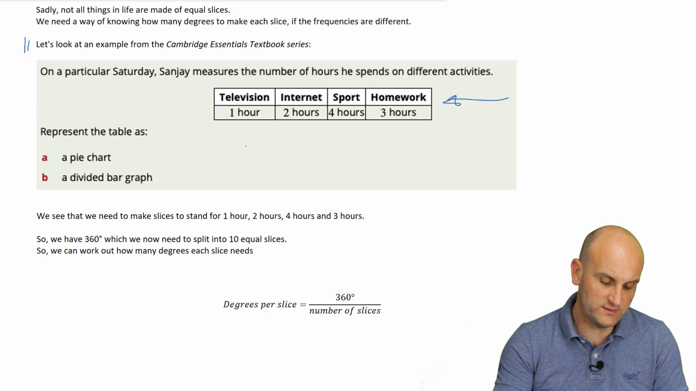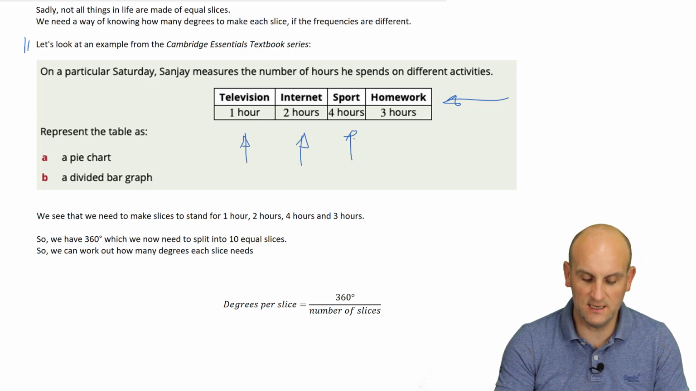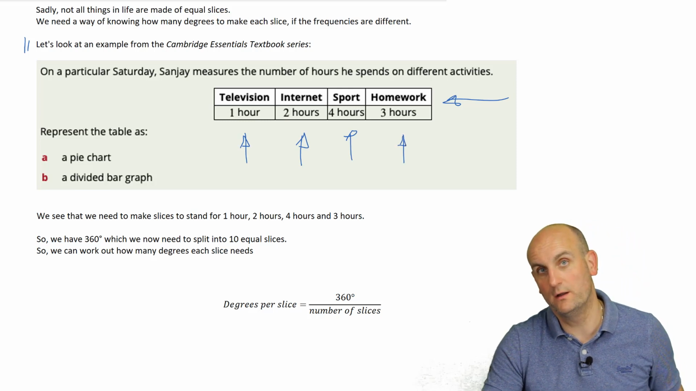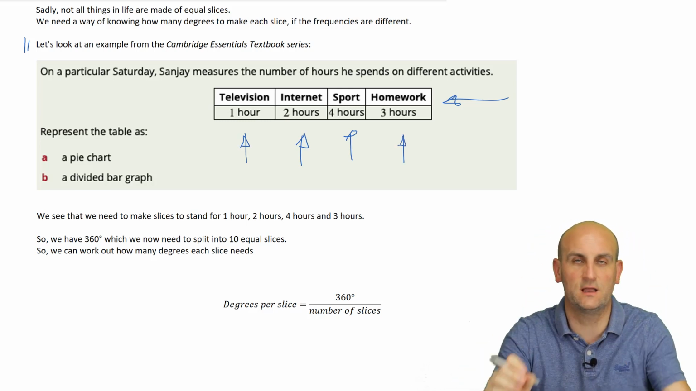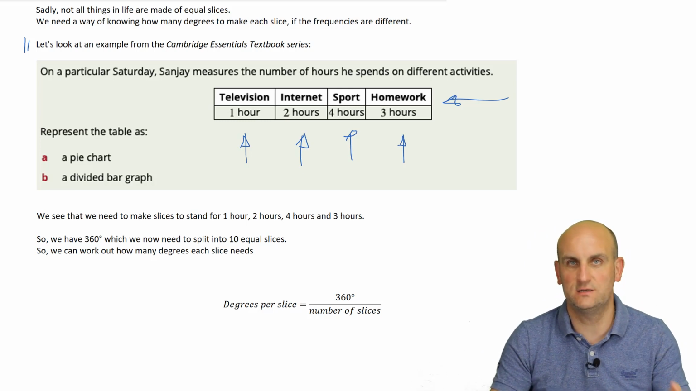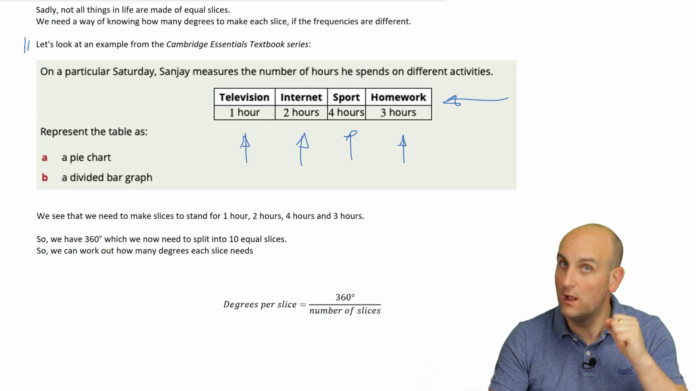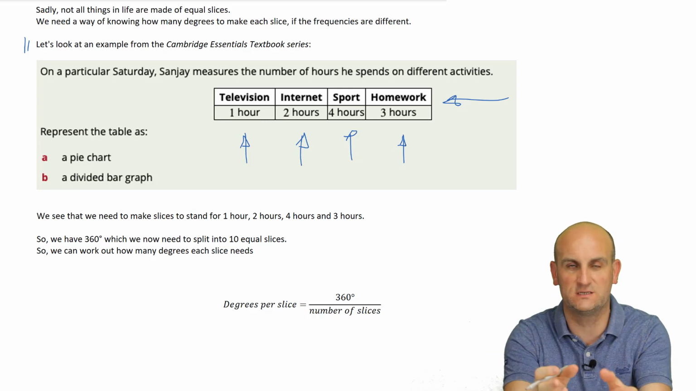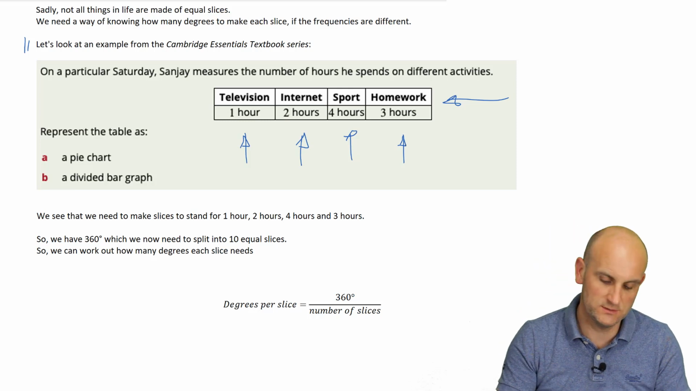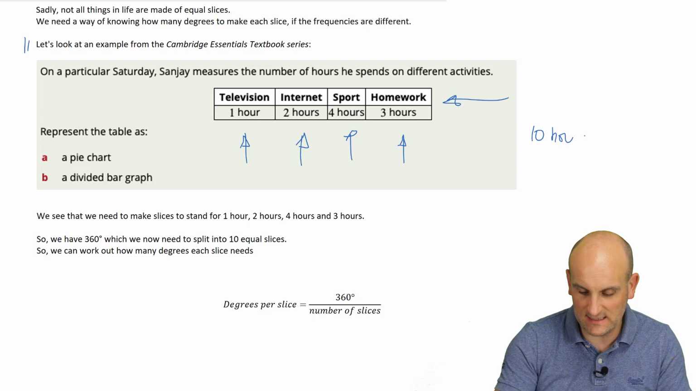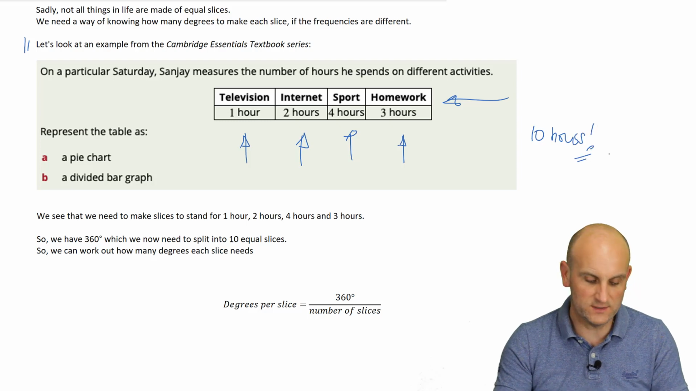Now, the important thing to notice here is he spends 1 hour on television, 2 hours on internet, 4 hours on sport, and 3 hours on homework. So obviously each of those slices are going to be a different size. But how many hours in total does he spend? Because again, remember, the total number of hours he spends, or the total of all of these slices, is really important to us. And so if I do 1 plus 2 plus 4 plus 3, I get that he actually spends in total 10 hours.